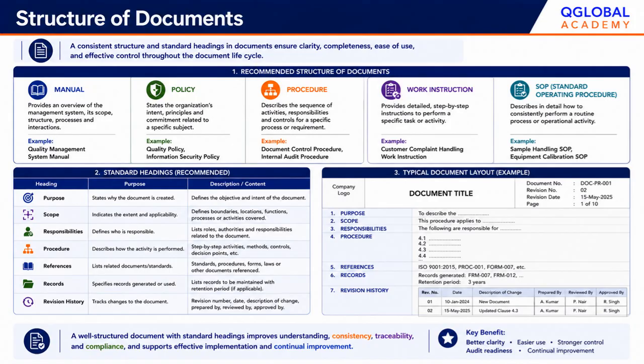Standard headings are recommended in documents to ensure consistency. These include purpose, which defines why the document exists, scope, which defines boundaries and applicability, and responsibilities, which define roles and accountabilities. Procedures describe methods and activities, while references list applicable standards, documents, or regulations. Records specify evidence generated, and revision history tracks changes made to the document itself. A well-structured document improves understanding, ensures consistency, and enhances traceability.